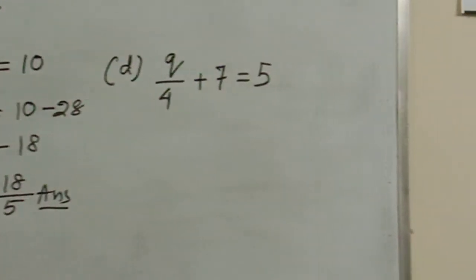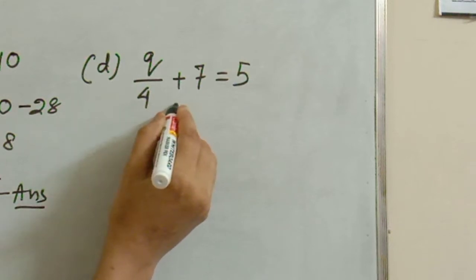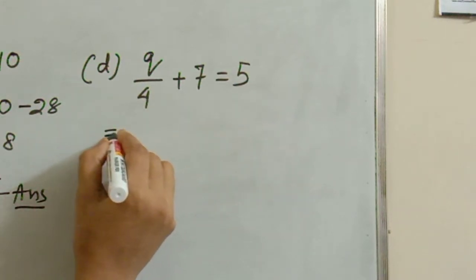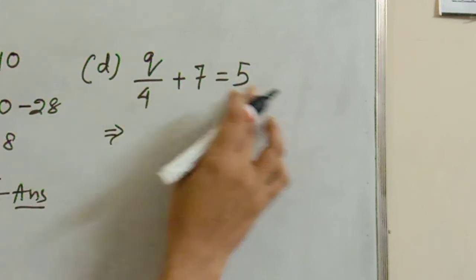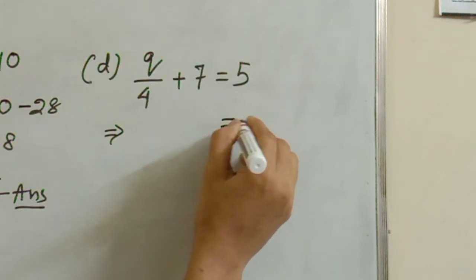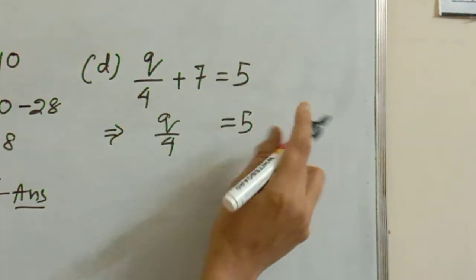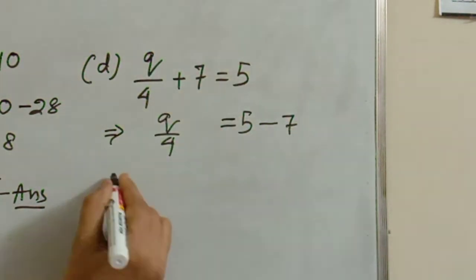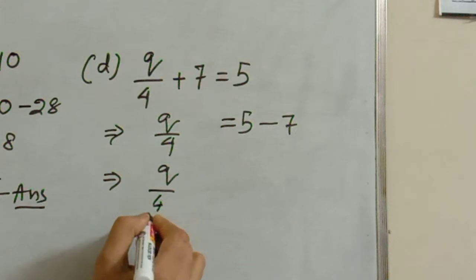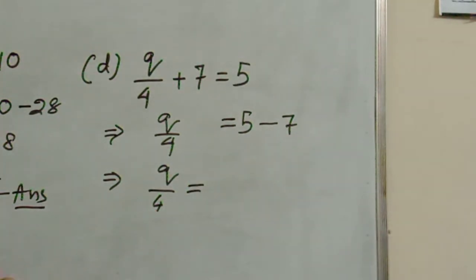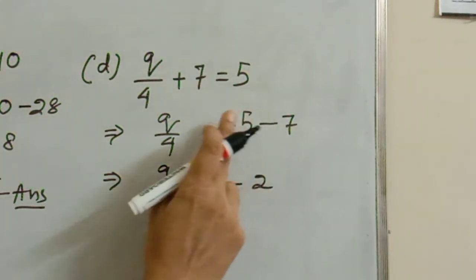Next question number D. Q by 4 plus 7 is equal to 5. So again we will use the method of transposing. 7 will be transposed to the right hand side. Right hand side it was 5, and Q by 4 plus 7 will go to the right side with the opposite sign. Now Q by 4 equal to minus 2. 5 minus 7, so it will be minus 2.